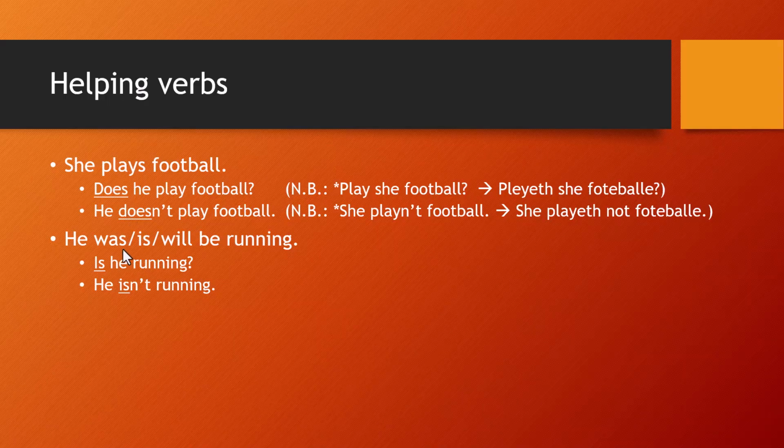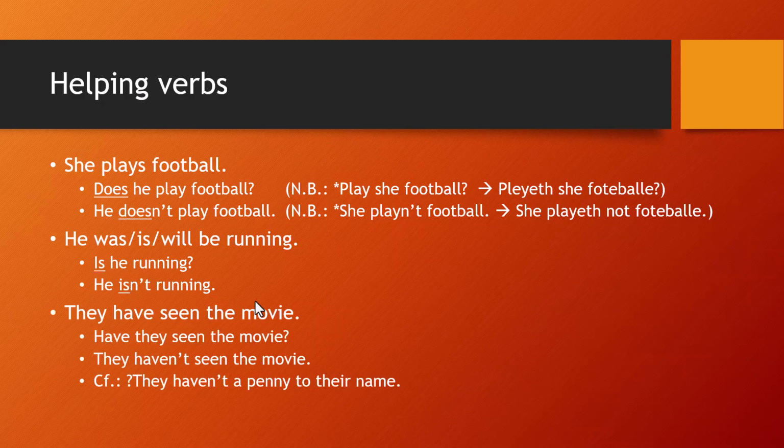Here's another one, right? He's running, and again, you notice you can switch the tense of the auxiliary verb to get a past tense. He was running, present tense, he is running, and a future, he will be running. And again, questions and negation just land right on the auxiliary verb. Right? And then this is the perfect tense, and have is our auxiliary verb here.